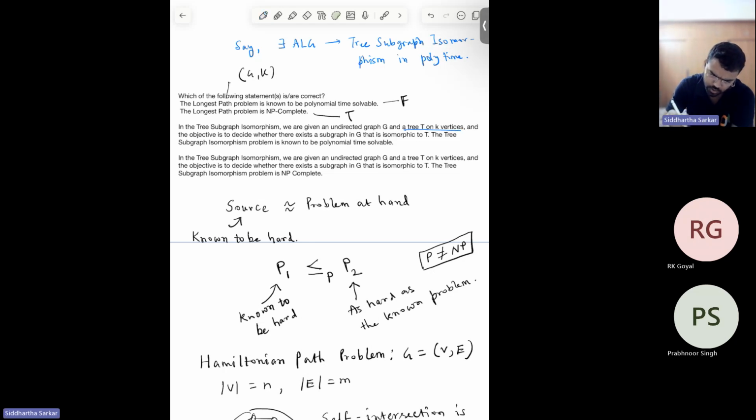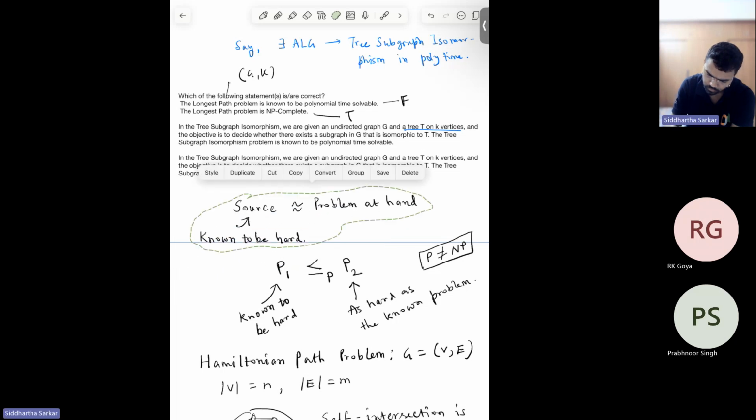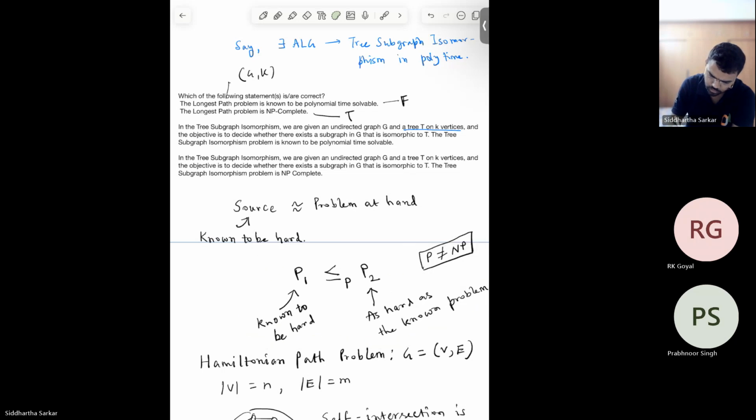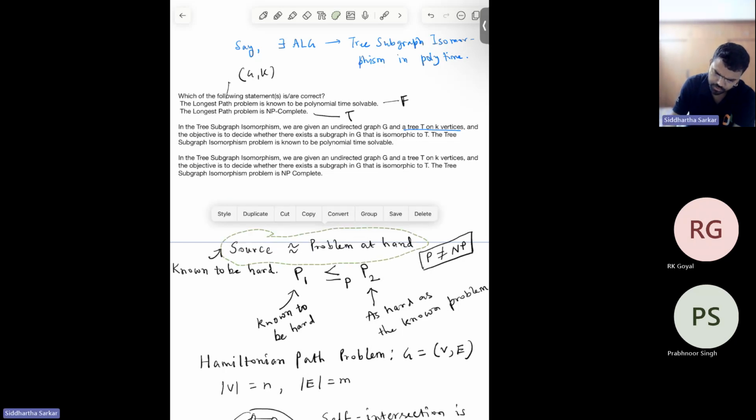So let me draw it somewhere. So I will push these things downward. Okay, so this is going to go down. Yeah, fine. So there's enough space now.